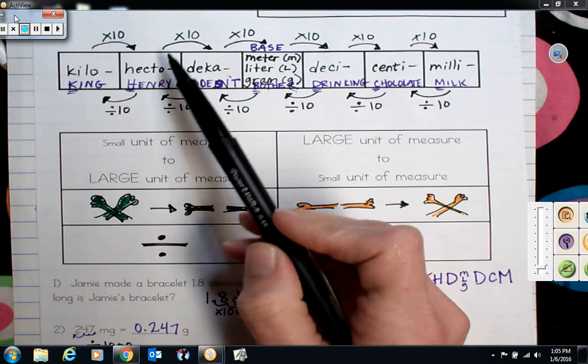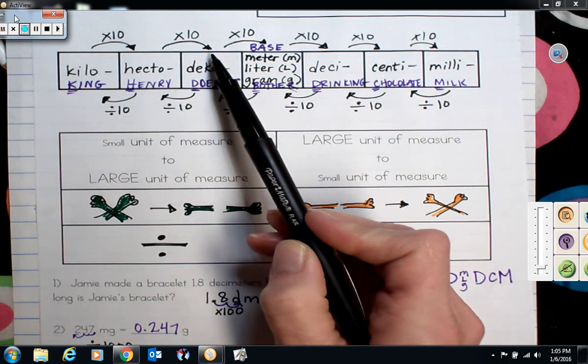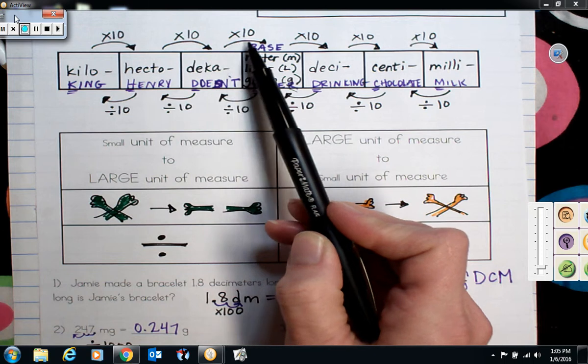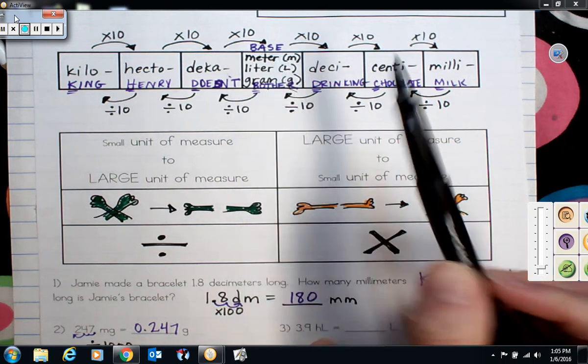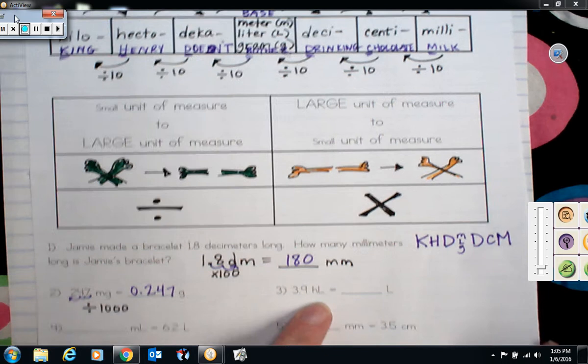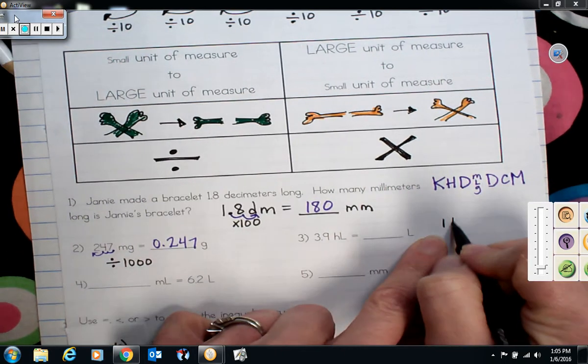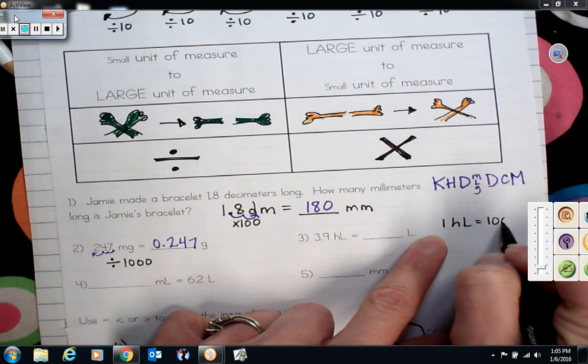So when I move to the right, I'm going to multiply the number times 10 and multiply the number times 10 again. When I multiply times 10 twice, that means I'm multiplying by 100. So basically what that means is that every hectoliter is equal to 100 liters. So 1 hectoliter equals 100 liters.